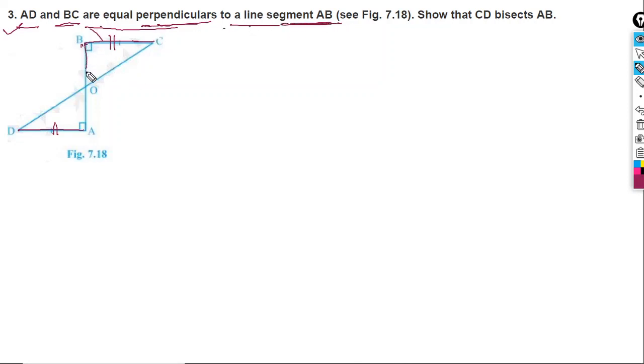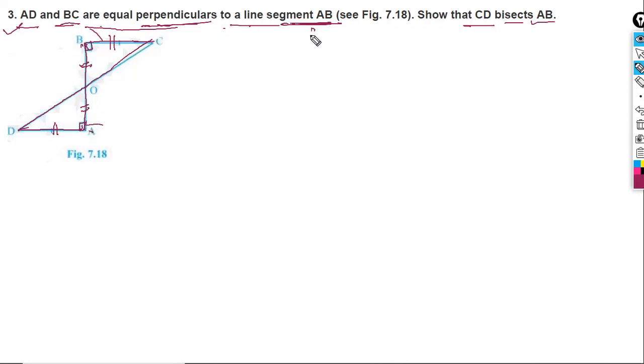Here you can see the line segment AB and they are perpendicular. That means angle A equals angle B equals 90 degrees. So that CD bisects AB. This side CD will bisect AB, that means BO equals AO. This is what we have to prove.